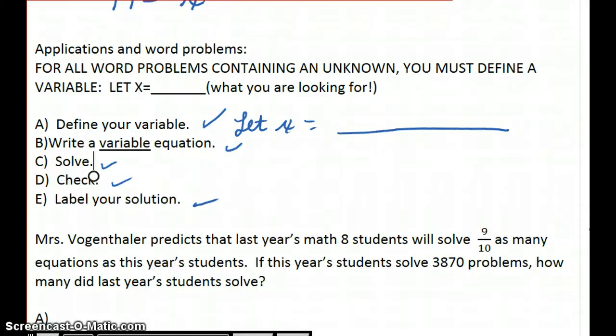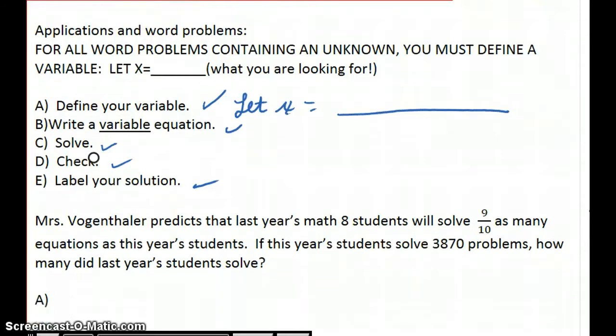The next thing you need to do is write a variable equation. So that means that you have to have a variable in this problem. There are a lot of ways you can go about this using computation, but this is an algebra class, and so you do need to use a variable. You're then going to solve that algebraic equation, check your solution, and we learned how to do that in your calculators today, and label your solution.